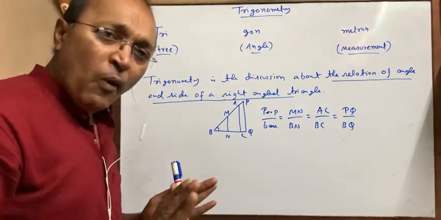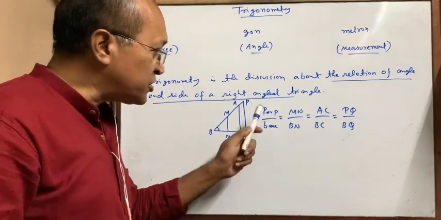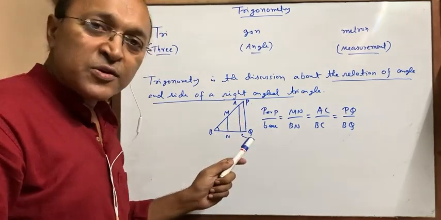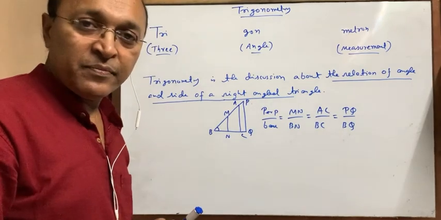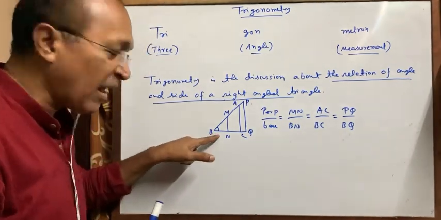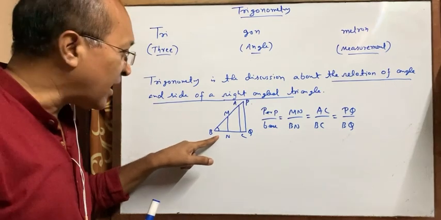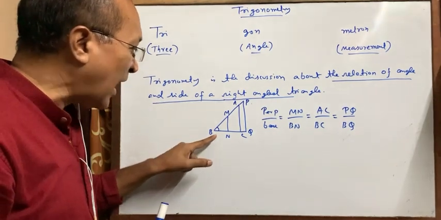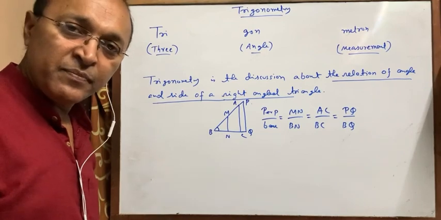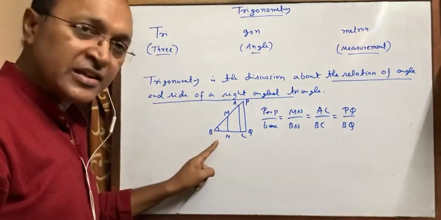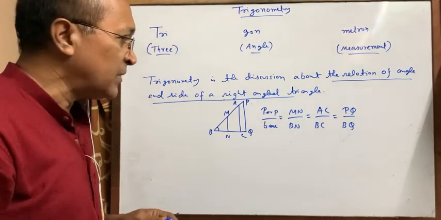So one thing is clear, this ratio doesn't depend on the size or the measurement of the length. It depends on this particular angle. Here the angle is ABC, or the angle is B, you can say. This angle is obviously an acute angle of the right angle triangle, isn't it?